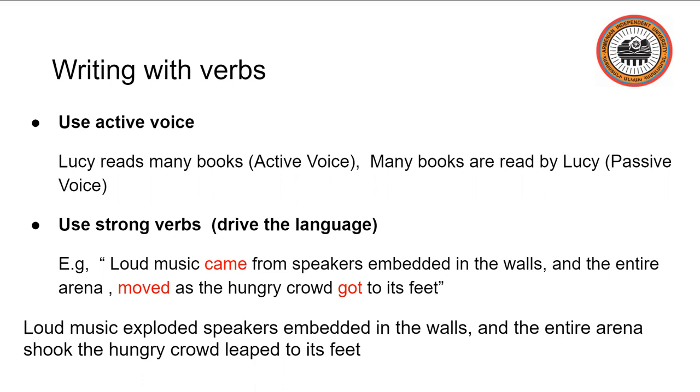I tried to paraphrase a little bit in order to make it easier to understand. Here we have: loud music exploded from speakers embedded in the walls and the entire arena shook as the hungry crowd leapt to its feet. I changed came to exploded, moved to shook, and got to leapt. My three words, exploded, shook, and leapt, drive the language better. So it means that I do not have any weak verbs. I have strong ones, and they drive and communicate the idea of what I was trying to say.